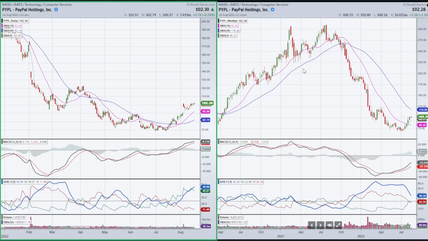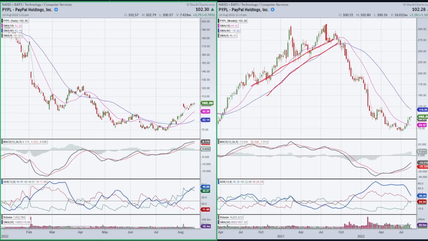Okay, so the last one I want to show you is a really fairly unique pattern. That's where you get this violent move to the downside. Now, keep in mind, these moving averages are still rising, and they're still rising throughout this entire signal.